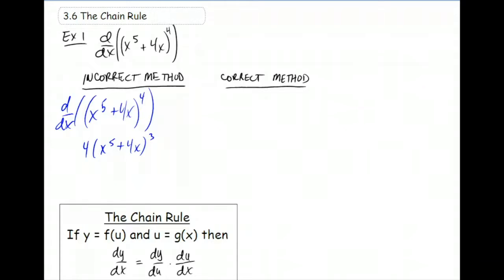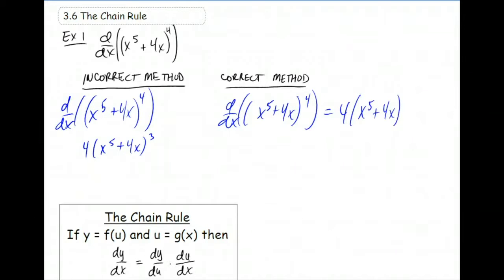To apply the chain rule, we will go ahead and apply the power rule as we did in the incorrect method, getting 4 times (x to the 5th plus 4x) raised to the 3rd power, but then also multiplying by the derivative of the inside function, which in this case is x to the 5th plus 4x. So the derivative of x to the 5th is 5x to the 4th, and the derivative of 4x is 4. Now we have the correct derivative.